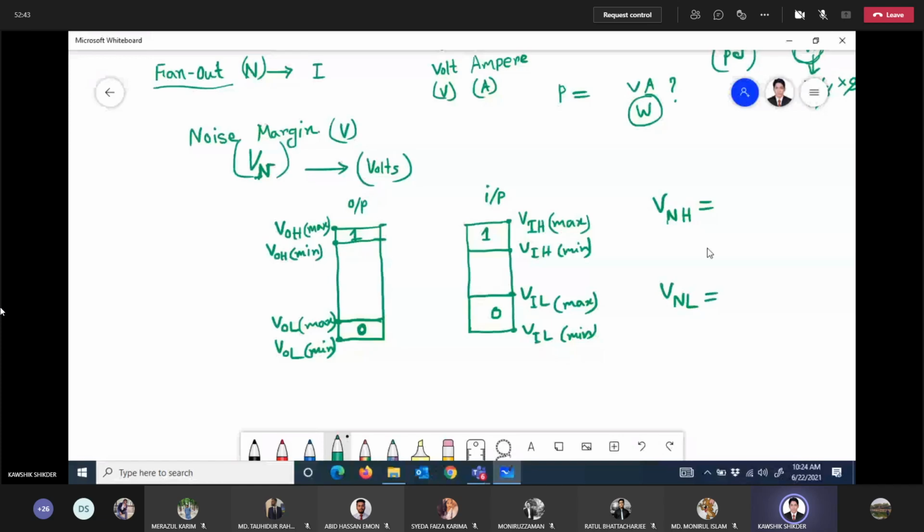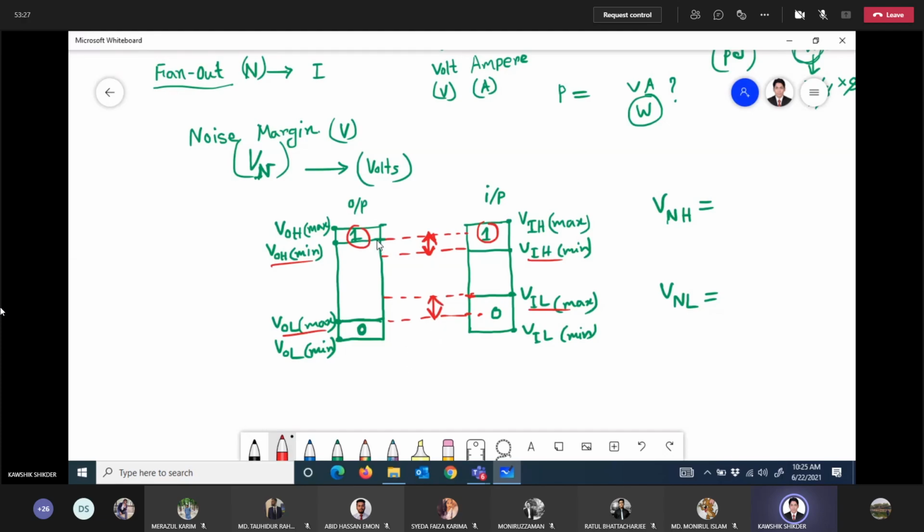So how can you write the equation for VNH and VNL? For VNH, the difference between these two levels, this is VNH because both are high state. Similarly, the difference between these two, that is known as VNL. So can you guess the equation for VNH? This one is both minimum and this one is both maximum.